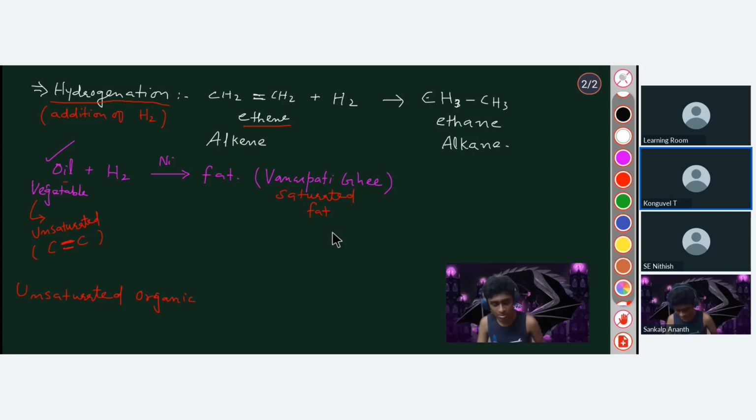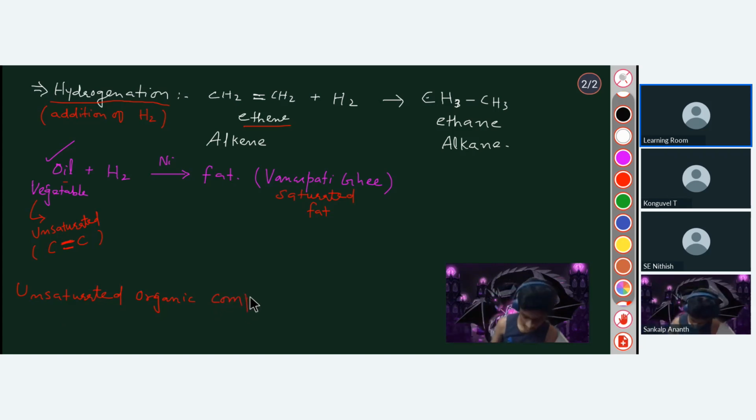It has more calories. It is used in every kitchen. We are using this vanaspati ghee. So see, unsaturated organic compounds are those which contain a carbon-carbon double bond or a carbon-carbon triple bond.